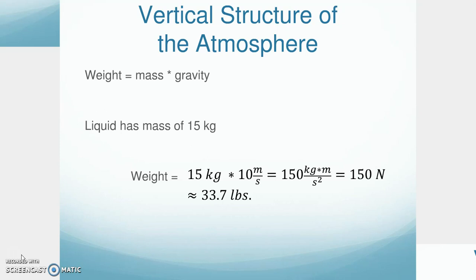So if we take our liquid of 15 kilograms, then its weight would be the mass, 15 kilograms, times gravity, which is about 10 meters per second squared, giving you 150 newtons. You don't need to worry about that unit. That's a physical number. Just know that 150 newtons is roughly about 33.7 pounds. So that is weight. Weight is how gravity affects a mass.